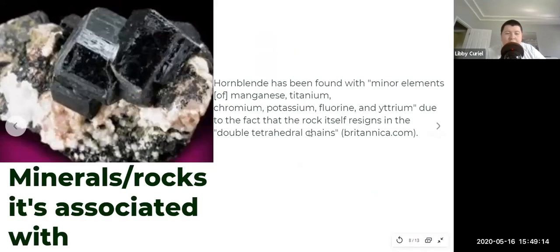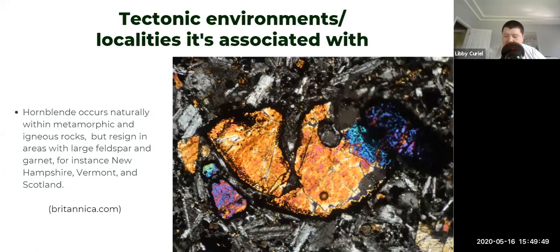Now on to minerals and rocks it's associated with. Hornblende has been found with minor elements of magnesium, titanium, chromium, potassium, fluorine, and of course yttrium, due to the fact that the rock itself resides in the double tetrahedral chains. Of course, for all geology students of Mr. Wilbur, we understand that double tetrahedral chains are two conjoined chains together, forming into a very similar line area, as you can see in your notes, of course.